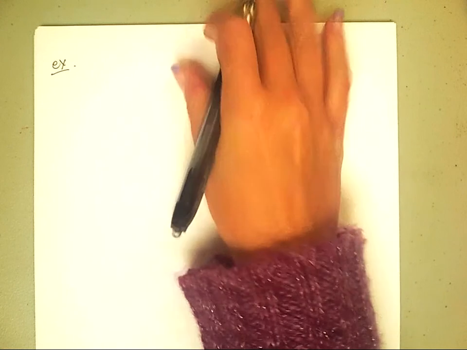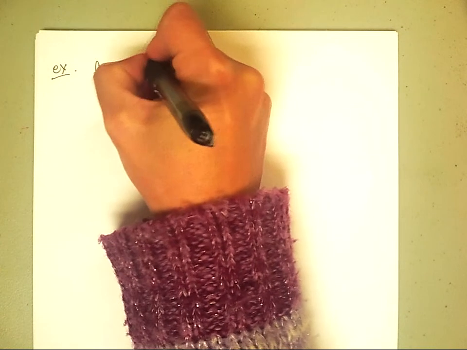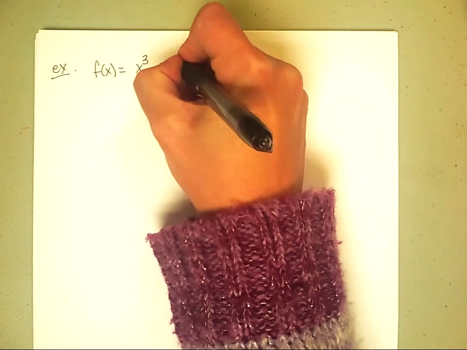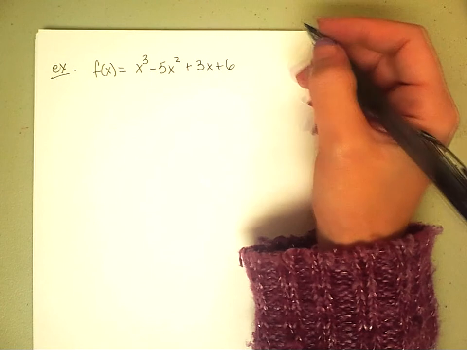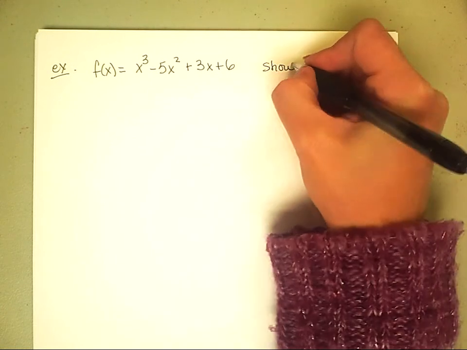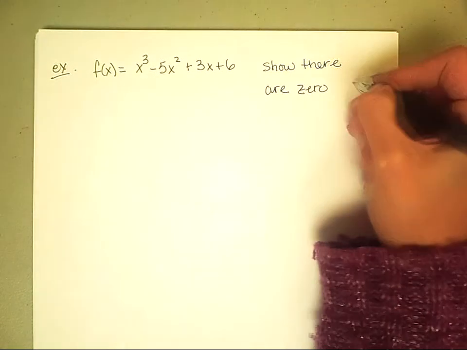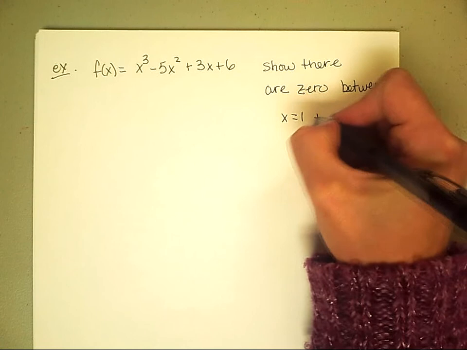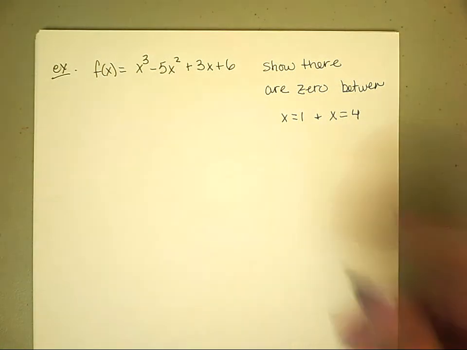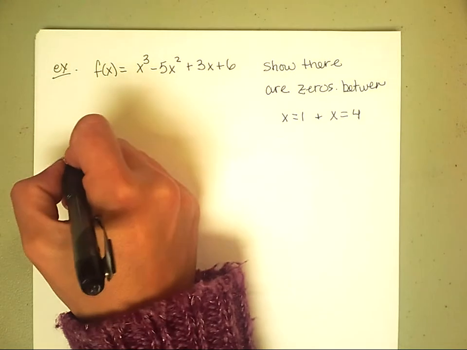What's an example of this? Let's do an example of this. So, for example, it's very helpful when you have the graph, you can clearly see it happens. But let's say f of x is equal to x cubed minus 5x squared plus 3x plus 6. And we need to show there are zeros between x equals 1 and x equals 4. Okay. There are zeros. Alright, well how are we going to do this?